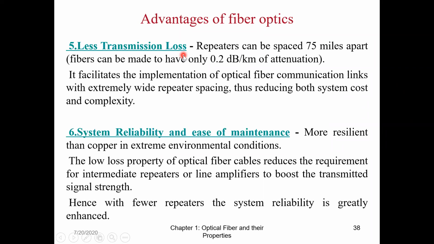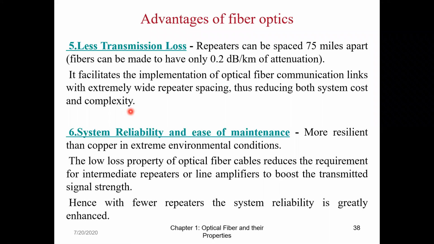Okay, now when we were seeing the history of fiber optics communication, we had seen that the attenuation was reduced to 0.2 dB per kilometer. Now with 0.2 dB per kilometer, the repeaters were spaced around 75 miles. Okay, so fiber optics has the highest record of all the communication that the repeater spacing is spaced far apart. So obviously it reduces the system cost, and also once the repeaters are less, the system complexity also reduces.